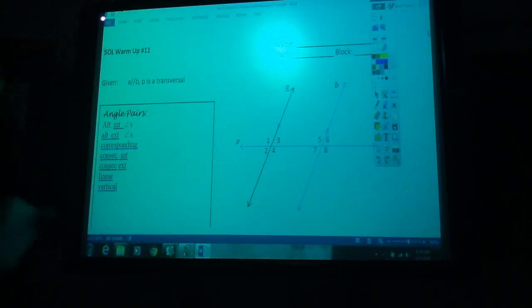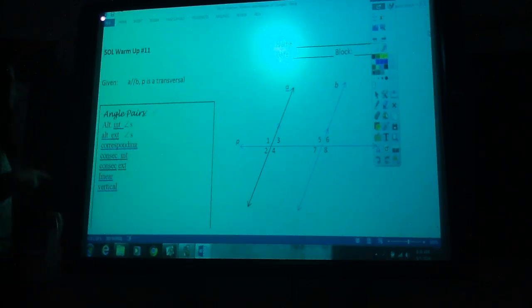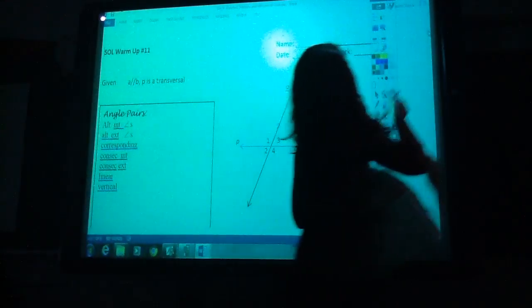Alright guys, I'm just going to go ahead and go over your warm-up from last class, and then we'll get started with today's materials. So at this point you guys should have all gotten that warm-up back. This is SOL warm-up number 11. This is the one that you completed last class. And as you can see, I gave you the angle pairs, I gave you all the names, and you just had to be able to identify them based on this picture.